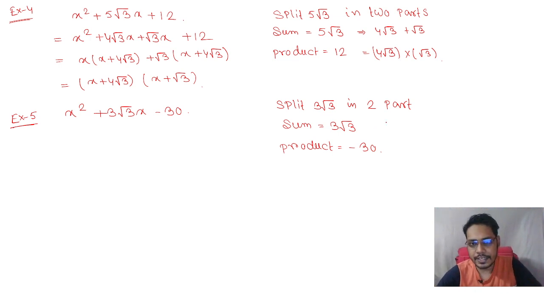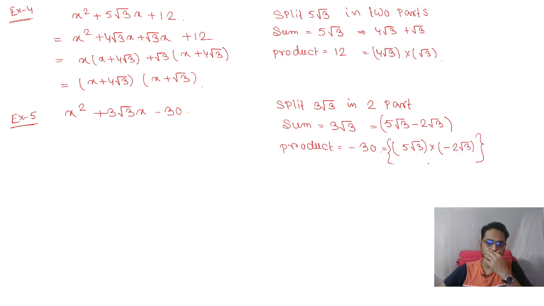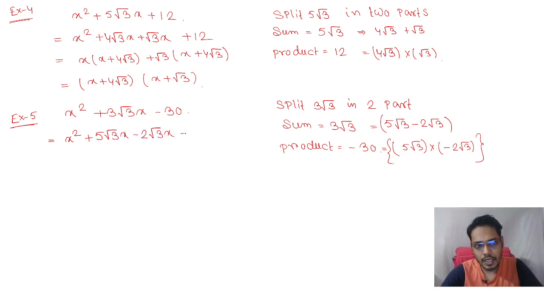Now we can write 5 root 3 minus 2 root 3, which equals 3 root 3, and the product will be 5 root 3 multiplied by minus 2 root 3, which gives you a product that is also negative. Now we can write 3 root 3 x as 5 root 3 x minus 2 root 3 x. So write down this one: x square plus 5 root 3 x minus 2 root 3 x minus 30 in this form.